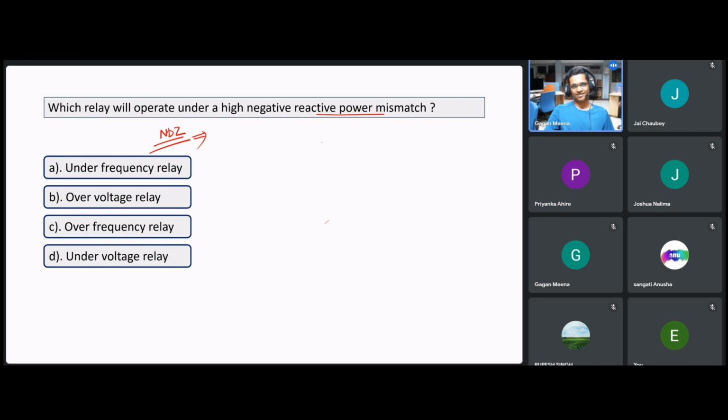In the last question we saw a positive active power mismatch. Here we are talking about negative reactive power mismatch. Here the voltage was reducing. What will happen here if there is a negative reactive power mismatch? If you remember the NDZ, then you can answer this question. It is directly based upon the plot between delta P and delta Q.